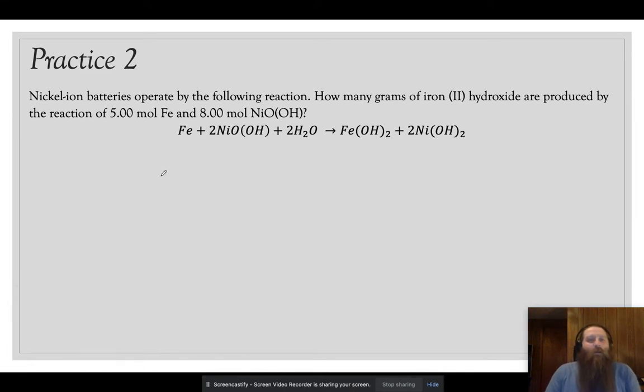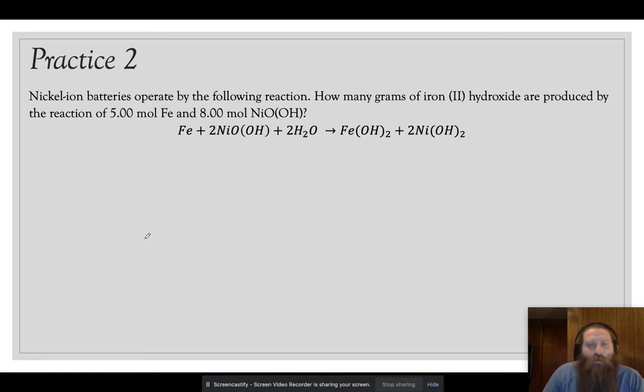So this one says, nickel-iron batteries operate by the following reaction. Hey, they gave us a reaction this time. Good for us. How many grams of iron(II) hydroxide are produced by the reaction of 5 moles of iron and 8 moles of nickel hydroxide? Let's see, what would that be?